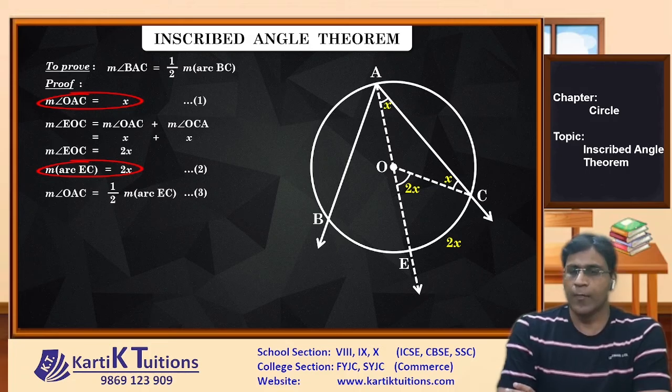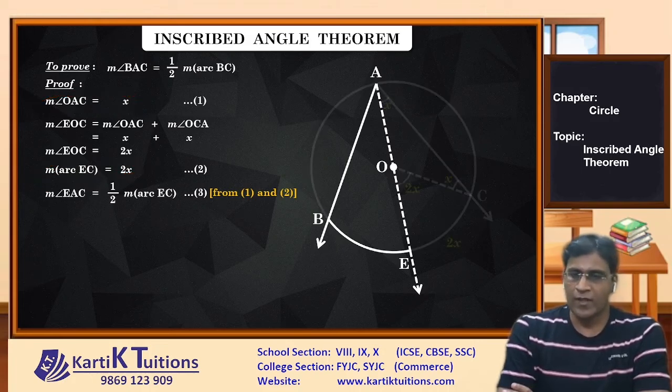Let's move further. Now, angle OAX can also be written as angle EAC. So I'll write this as angle EAC. Now, once I've proved this, similarly, I can say angle EAB will be half the major arc BE.